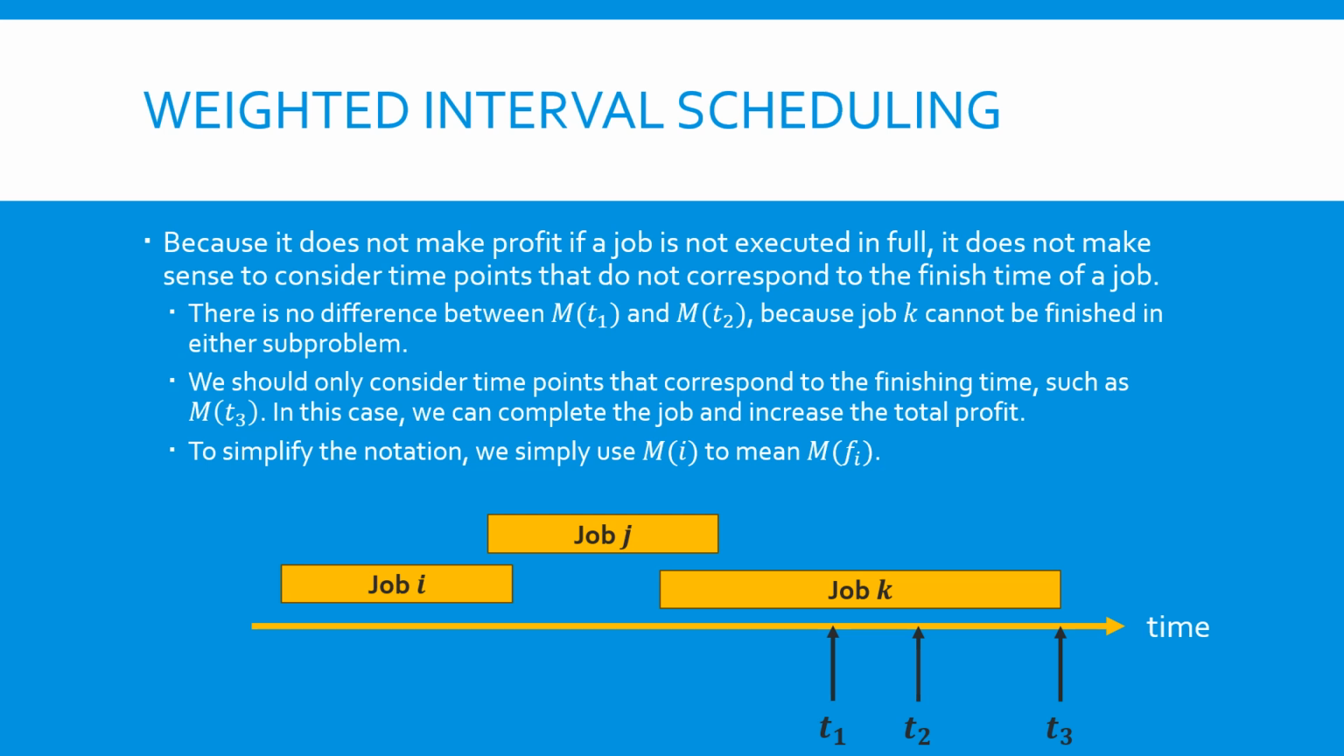The only relevant subproblem is MT3, which corresponds to the finish time of the job JK. In other words, we define subproblems only for time points that correspond to the finish time of some jobs. This approach reduces the number of subproblems to the number of jobs, which is finite. It will further allow us to simplify the notation MFI as MI, where MI represents the maximum profit we can get up to the finish time of the job JI.